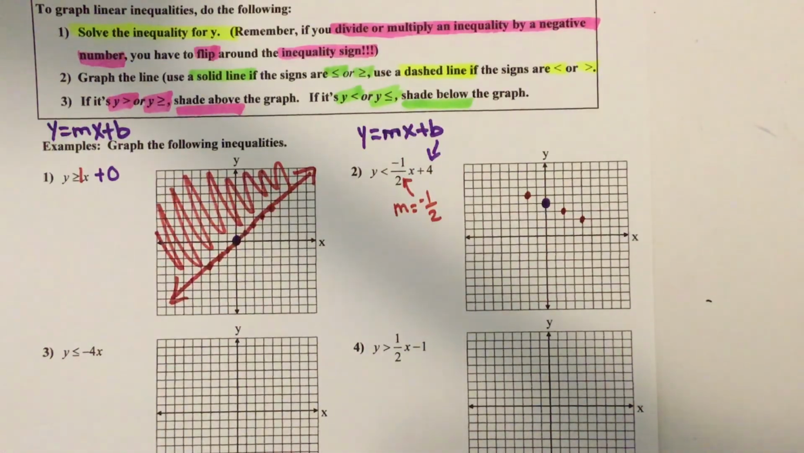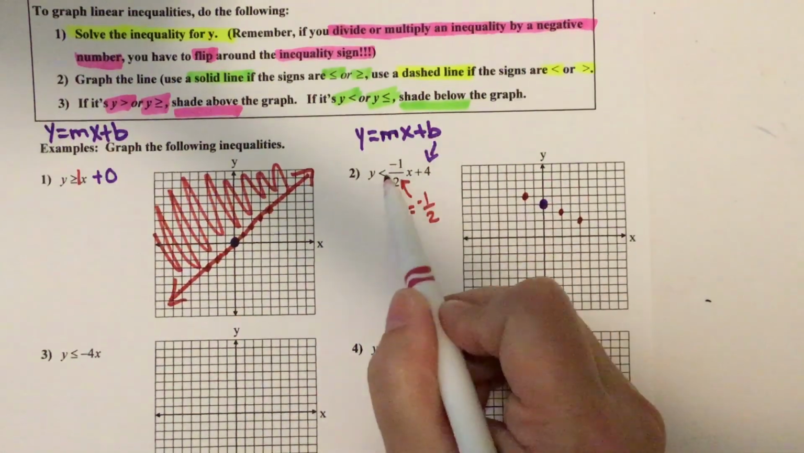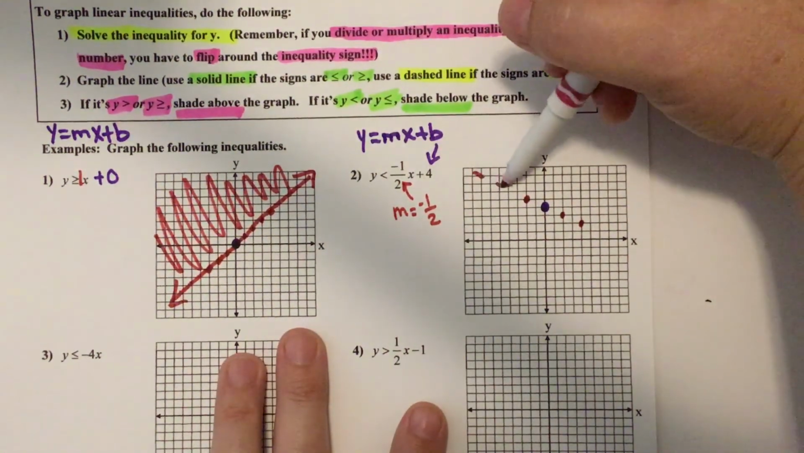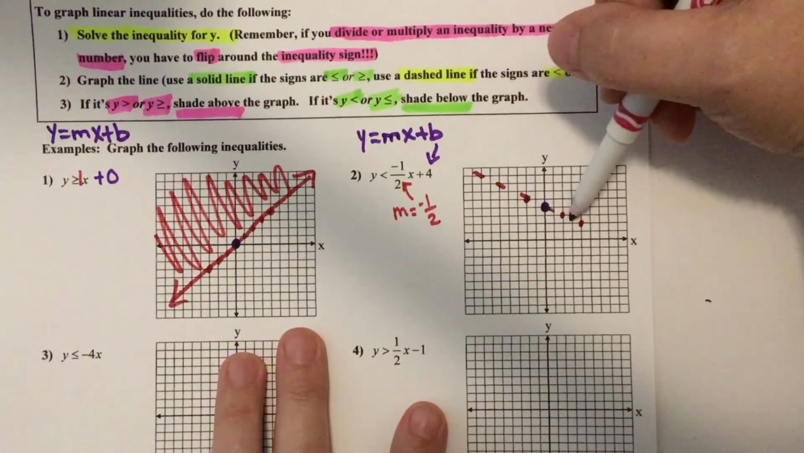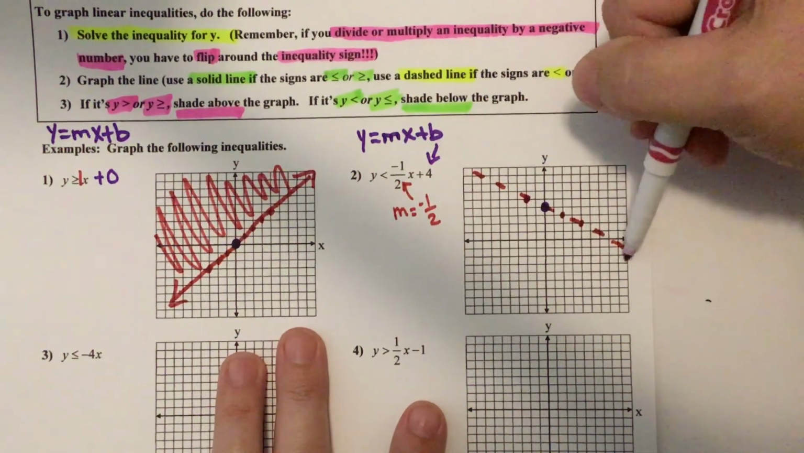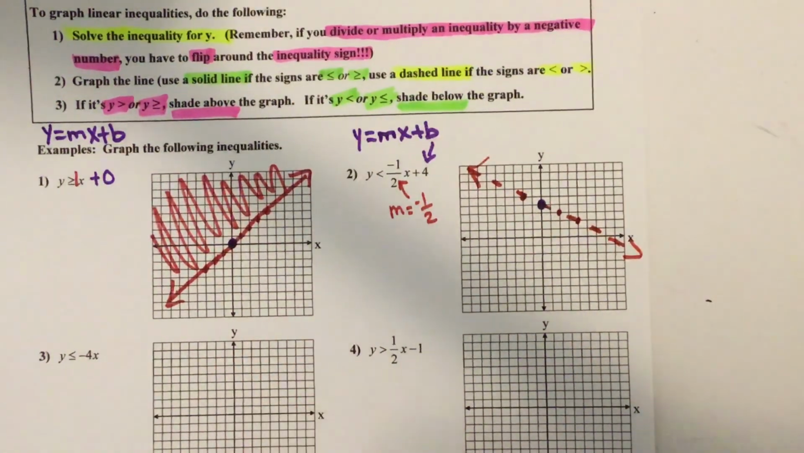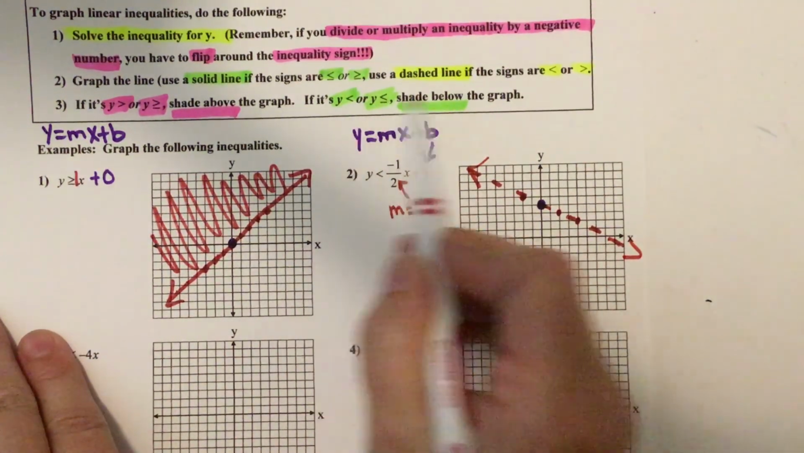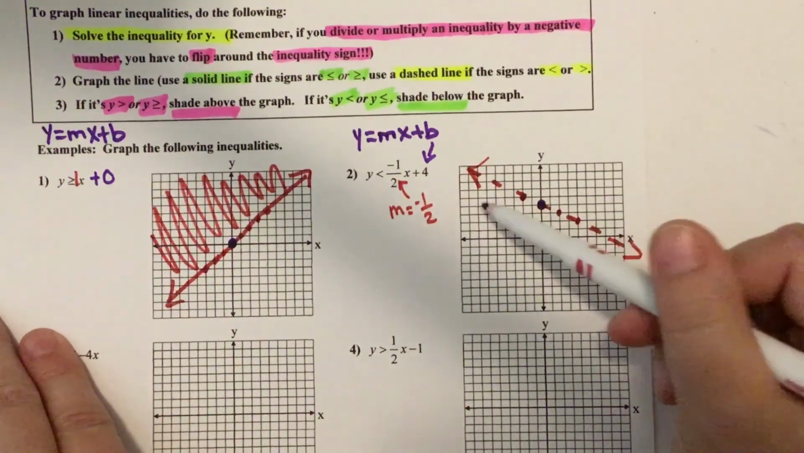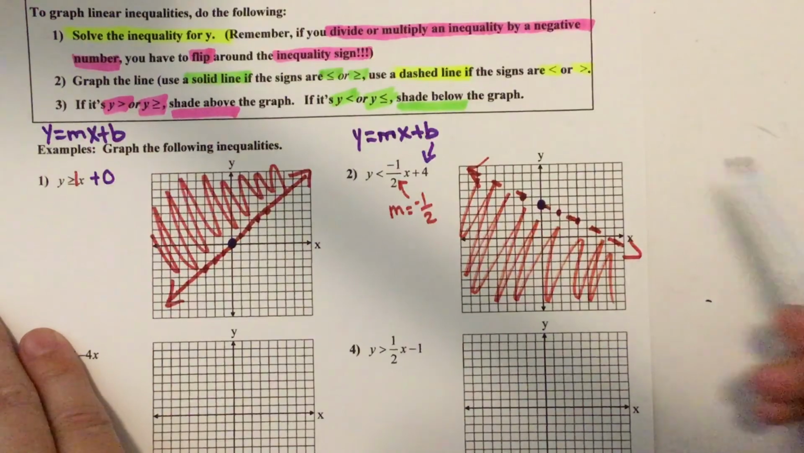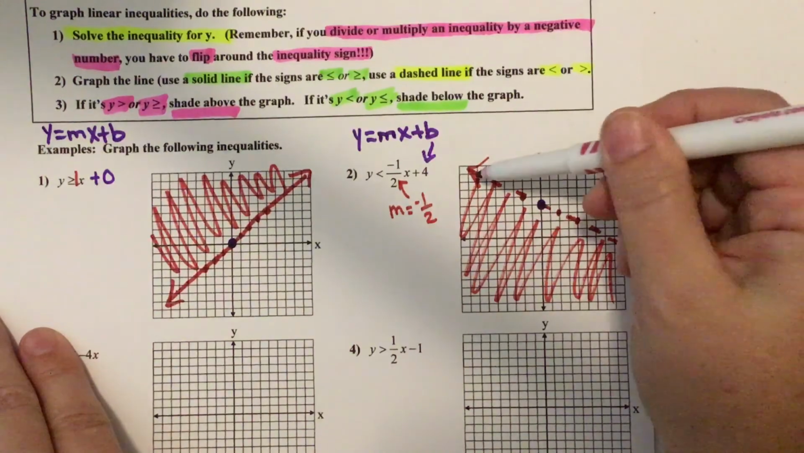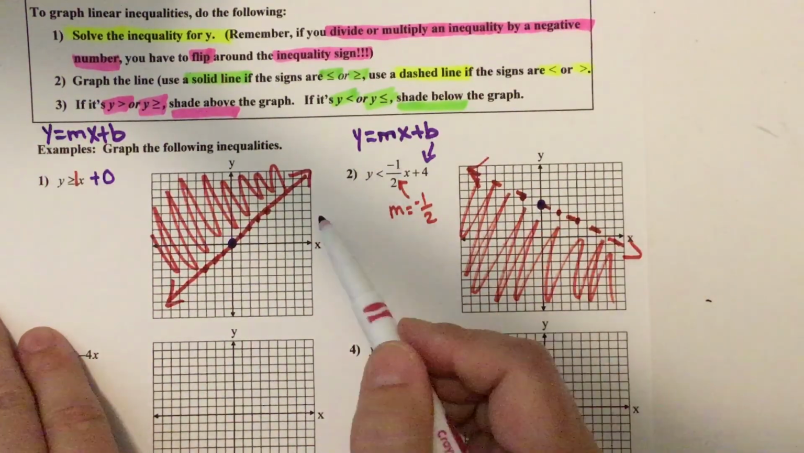Okay, solid or dashed? There's no equal symbol under this, so if there's no equal symbol, it's a dashed line. Okay, what that means is that no point on this line is an answer to the problem. Shade above or shade below? It says y is less than, we shade below. So I'm going to shade everything below this line. So every point in this shaded section is an answer to this problem, but no point on the line is an answer.